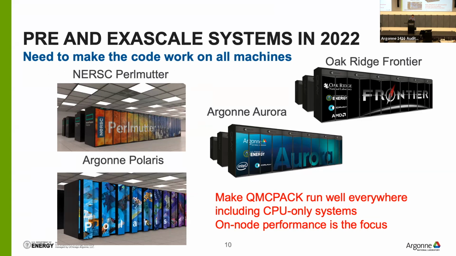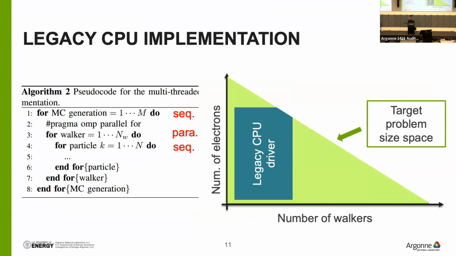The current main production machines for us are the Perlmutter machine and the Argonne Polaris machine. They have the same architecture, an AMD CPU plus NVIDIA GPU. Of course, we are working on Frontier. We have an allocation on Frontier, so we use it. It's still not fully satisfactory, I would say. Then Aurora is currently being installed and deployed, and I'm part of the testing effort. So we want to design QMCPACK to be very performant across all those machines.